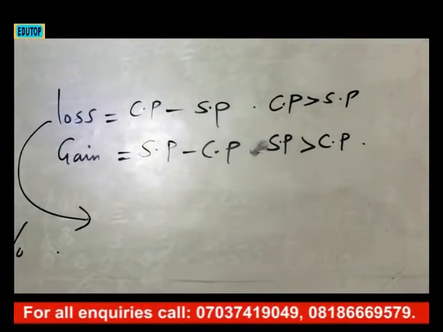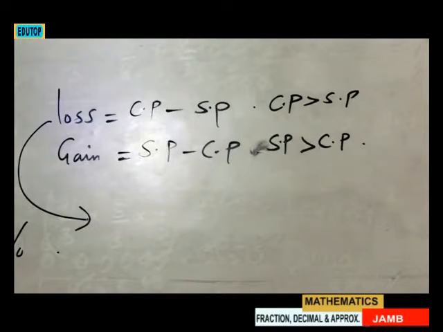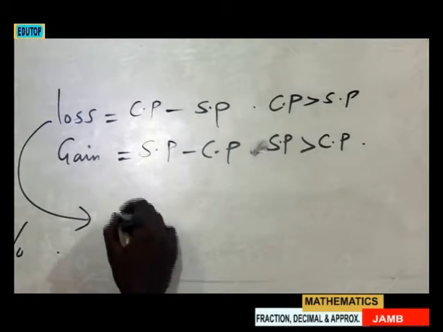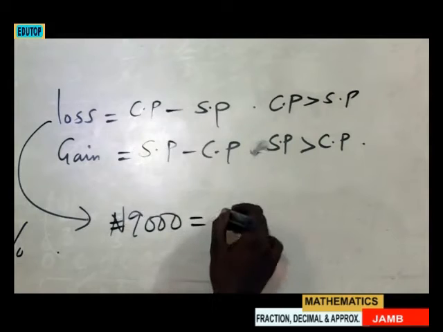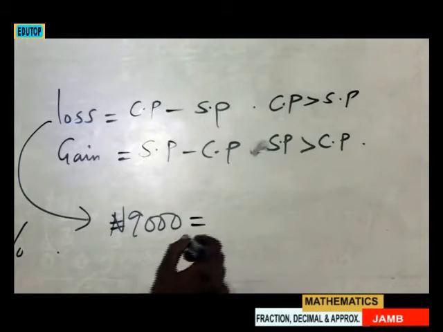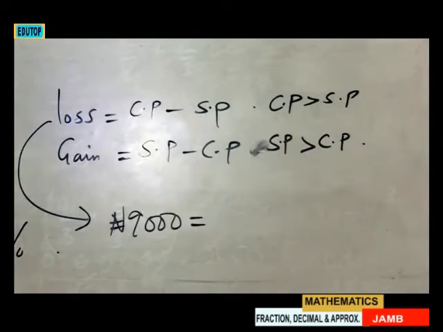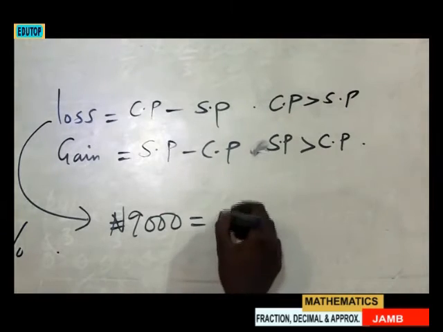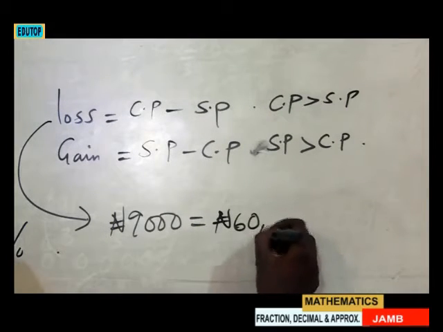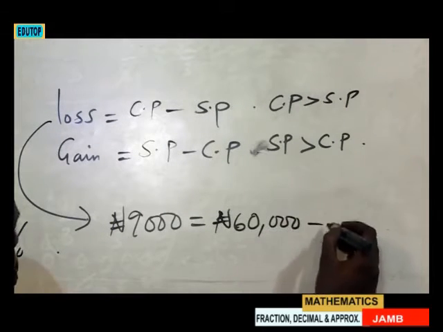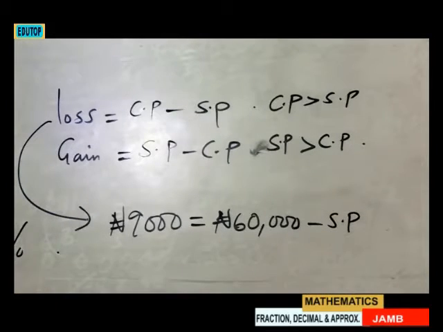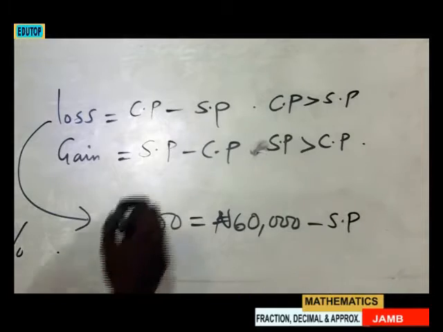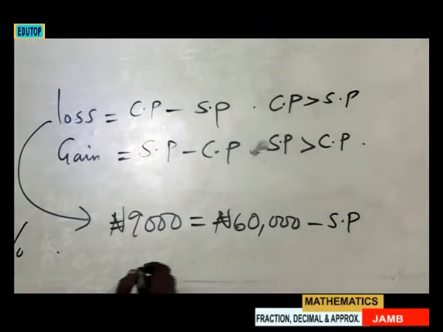So we have calculated our loss to be 9,000. So we have 9,000, which is our loss, equals cost price. Do we know the cost price? Yes, the cost price is given, and that is 60,000. So our cost price is 60,000 minus the selling price. And the question is asking us for the selling price. So I will transfer the selling price to this side, and this to this side.